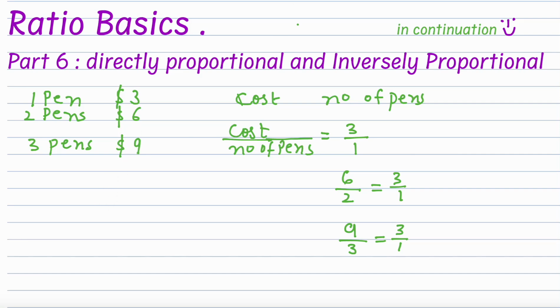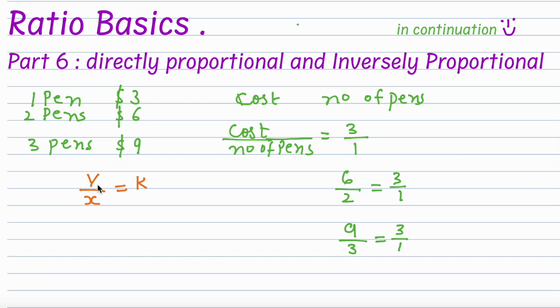So if it is true in every condition, I can make a rule out of it: if two quantities are directly proportional, every time the ratio of these two quantities is going to be constant. For example, here the cost of pens over the number of pens is always equal to 3/1. So we use this as a result.